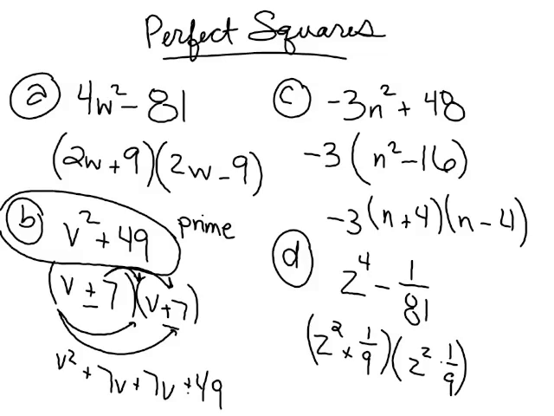One's positive, one's negative. So that gives me my z squared times z squared, z to the 4th, minus 1/9 z squared, plus 1/9 z squared. So those terms cancel. And I'll have minus 1 over 81.